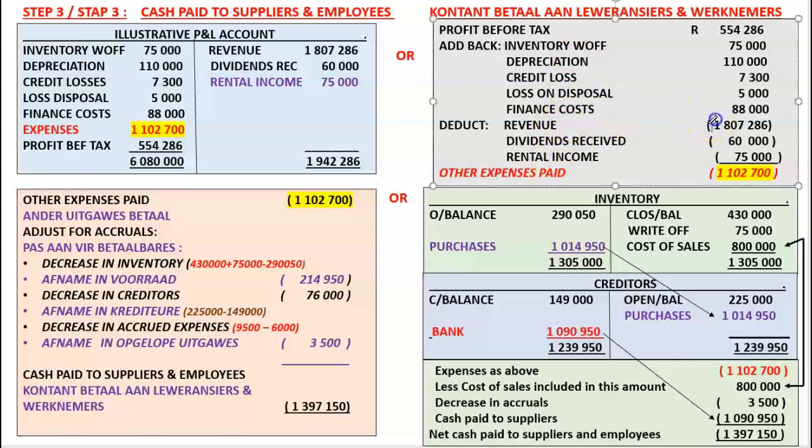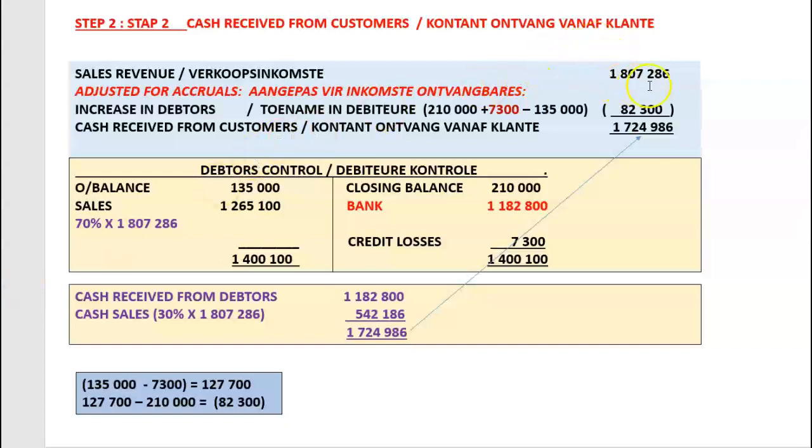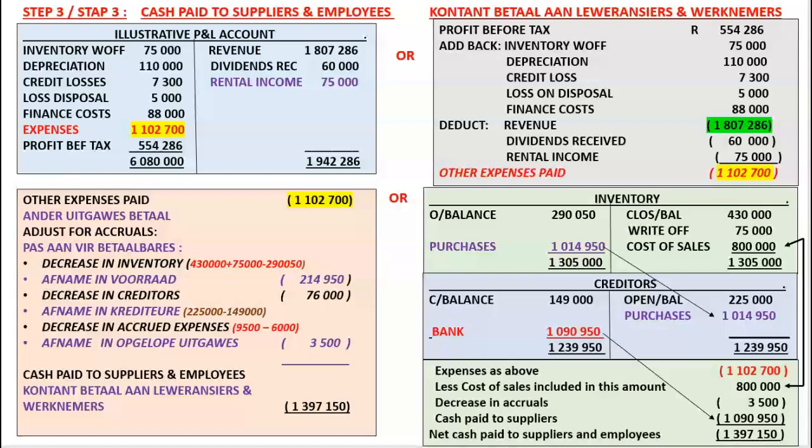Then obviously, because we have used revenue when we actually determined what was our cash received from customers, that was our starting point, and that is also an income figure, so I have to remember to take that out as well. There is our rental income. Great. So what stays behind, guys, is exactly the same thing.